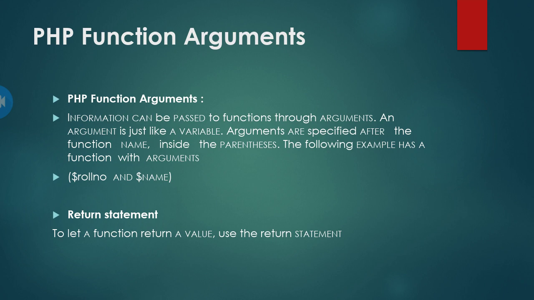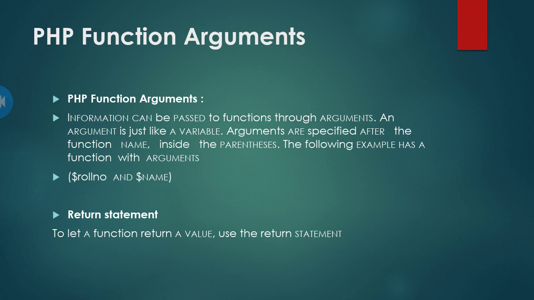So information can be passed to the function through arguments, and an argument is just like a variable. So arguments are specified after the function name inside the parentheses. As I have told you, for example, in the bracket I want to give two values, roll number and name. So I can simply give this as a function.